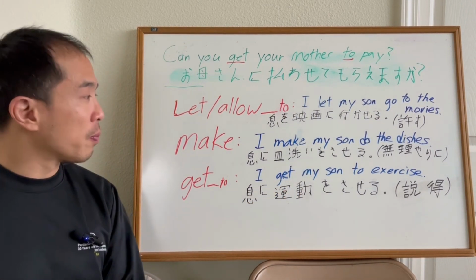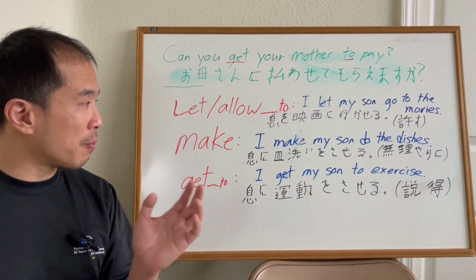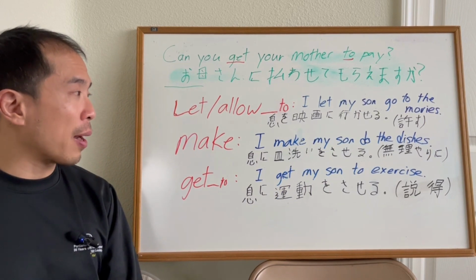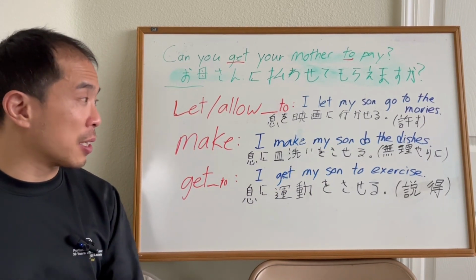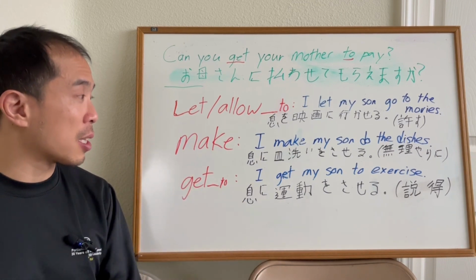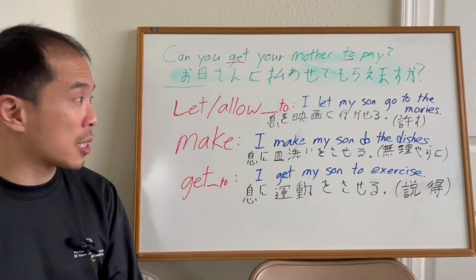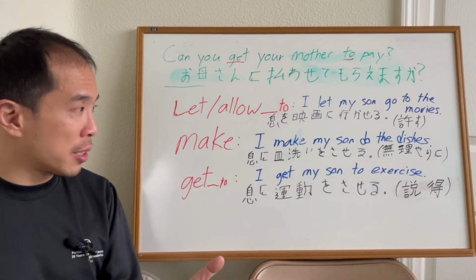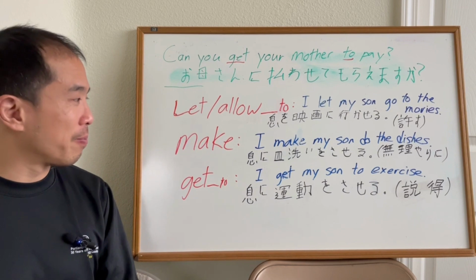With make, it's a little bit different. It's on the other end where my son doesn't want to do the dishes, but I make him do the dishes because I have a rule that he has to do the dishes. So I make him do the dishes. 無理やりに. I determine that he has to do the dishes, and then I make him do it.